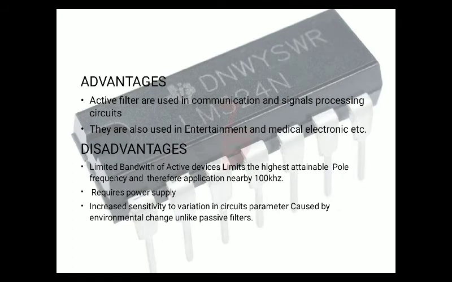The active filter has both advantages and disadvantages. First, let us see the advantages. Active filters are used in communication and signal processing circuits. They are also used in entertainment, medical, electronics, etc. Then disadvantages. Limited bandwidth of active devices limits the highest attainable pole frequency and therefore application to nearby 100 kHz. It requires a power supply. Increased sensitivity to variation in circuit parameters caused by environmental change, unlike passive filters.